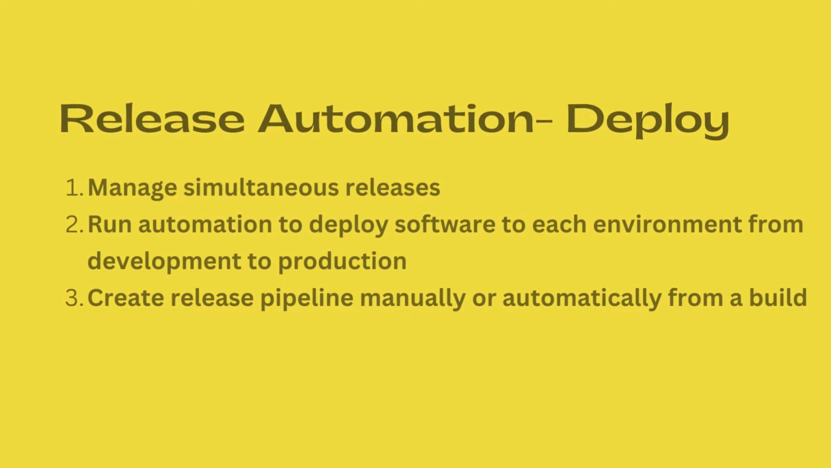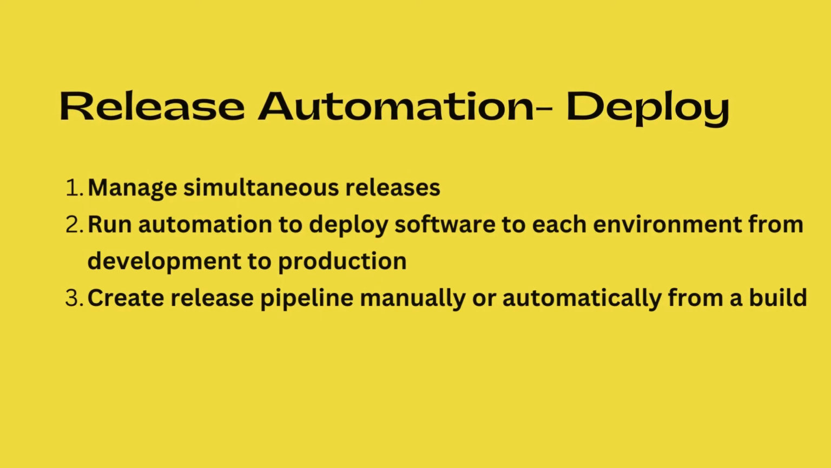After that we have the release automation. So release automation has the release pipelines. So the release pipelines have the deployment. So we will deploy the software into the production or into the staging environments for the testing purpose, also UAT testing. Okay, so the release automation basically manages the simultaneous releases.